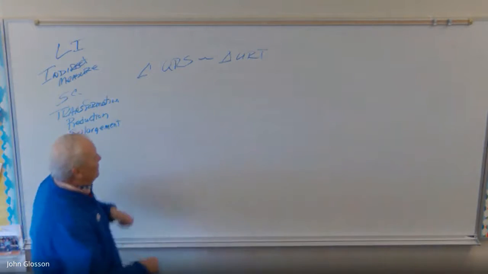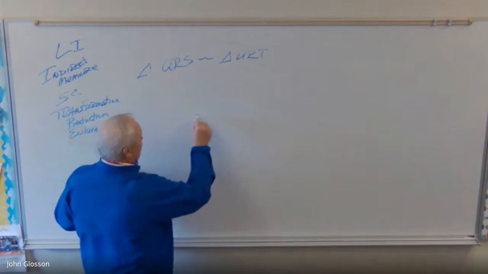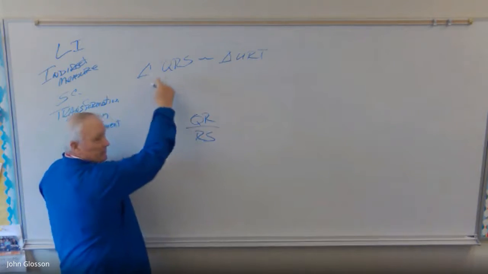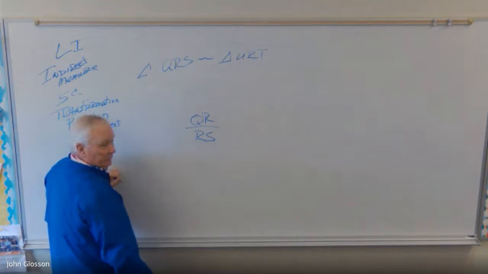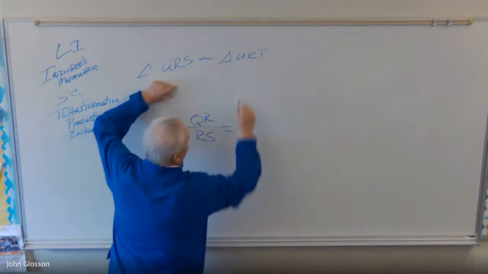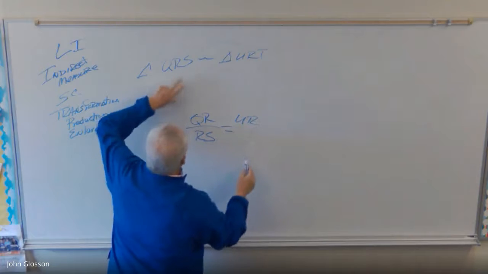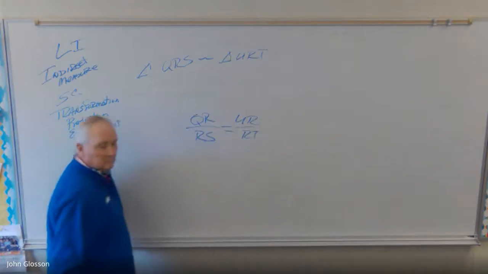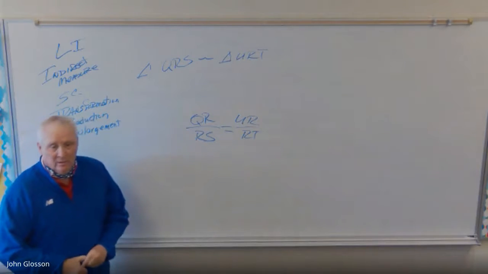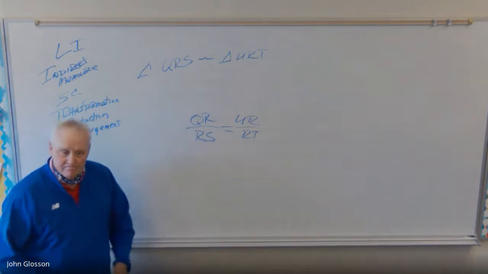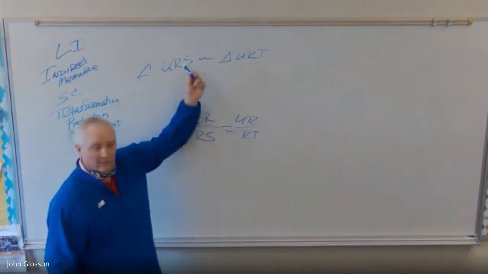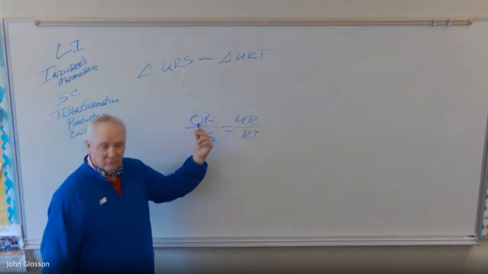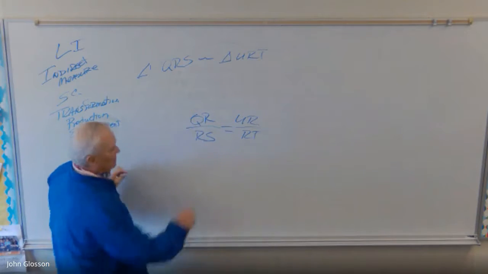I mean, anytime you set up a problem like this, QR over RS, this would be comparing the same triangle. You guys understand that? Would equal UR over RT. Good? I'm just showing you, I'm comparing it the way you ask, and I'm not using numbers, I'm using measures.